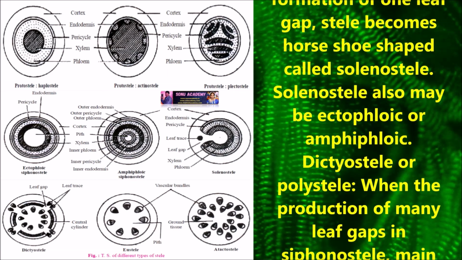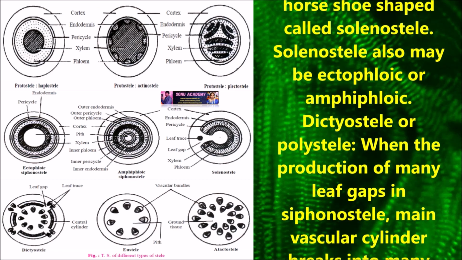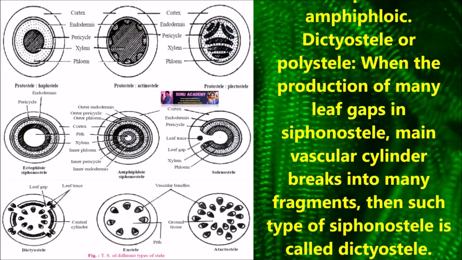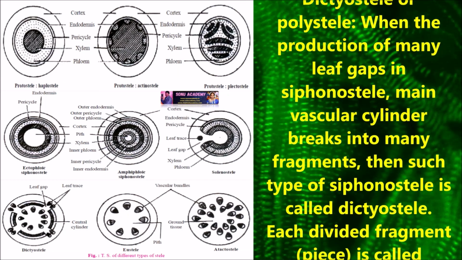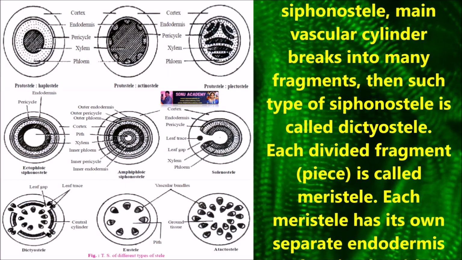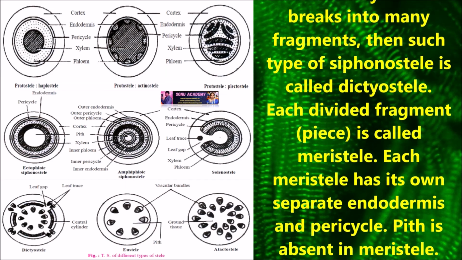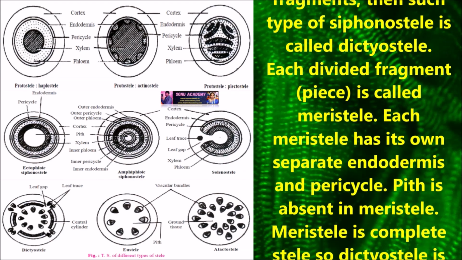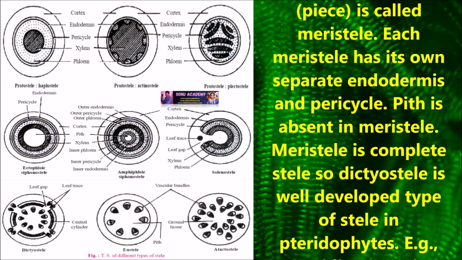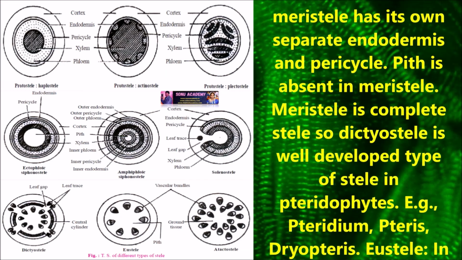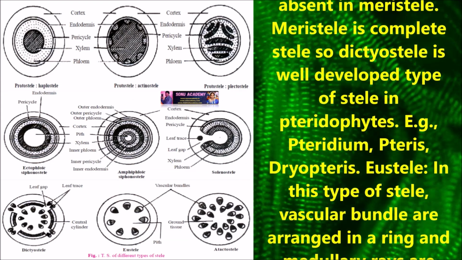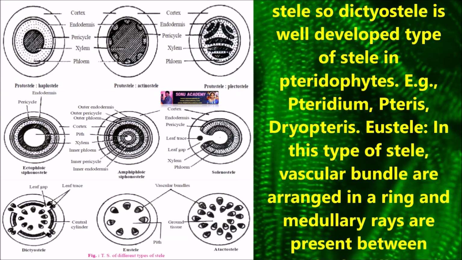Now let us discuss dictyostele or polystele. When many leaf gaps are produced in a siphonostele, the main vascular cylinder breaks into many fragments. Such type of siphonostele is called dictyostele. Each divided fragment is called a meristele. Each meristele has its own separate endodermis and pericycle. Pith is absent in meristele. Meristele is a complete stele, so dictyostele is a well developed type of stele in pteridophytes.